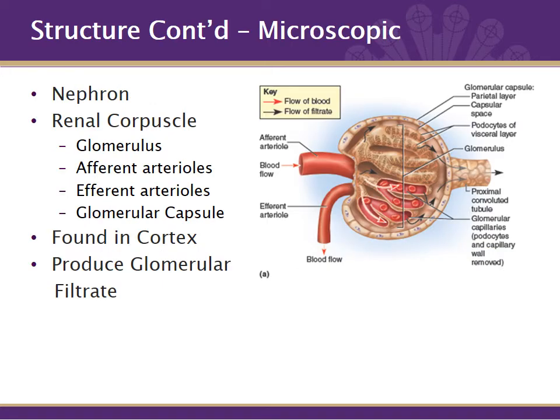There are 1.2 million nephrons per kidney. The renal corpuscle begins the nephron. It has the glomerulus, which is a network of capillaries that filters blood plasma. The afferent arterioles are the blood vessels that come into the corpuscle, and the efferent arterioles leave the glomerulus. The glomerular capsule is a double-layered capsule that encloses the glomerulus and wraps around the capillaries.